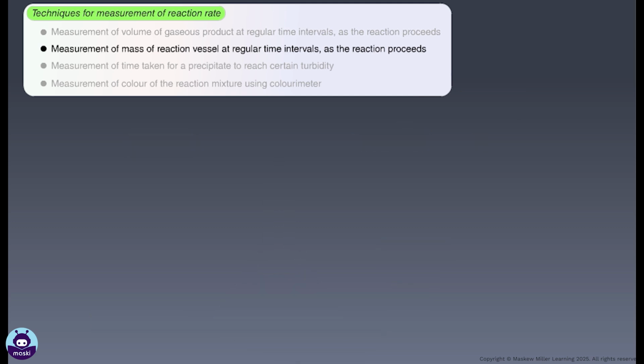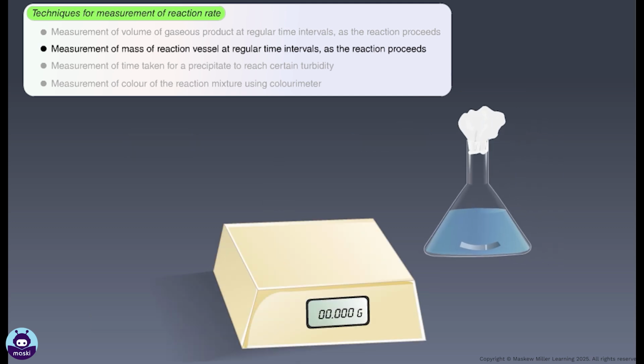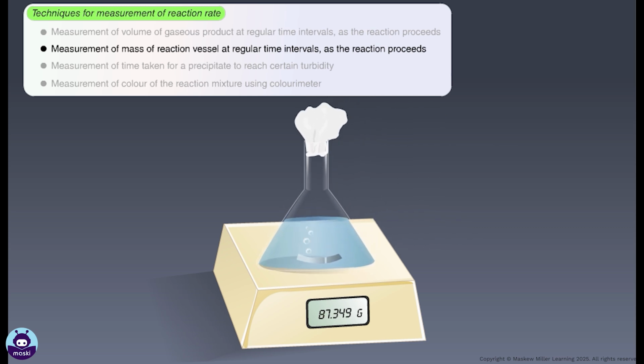If a product of a reaction is gaseous, the mass of a reaction vessel can be measured as the reaction proceeds. The gas escapes the vessel, but the solid and liquid products and excess reactants remain in the vessel. The mass of the vessel can be plotted against time.